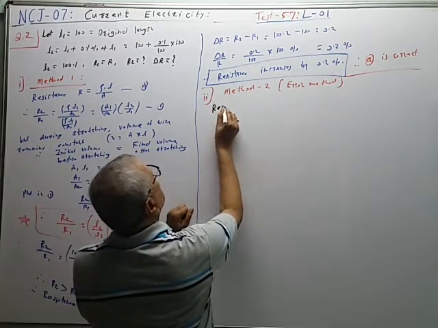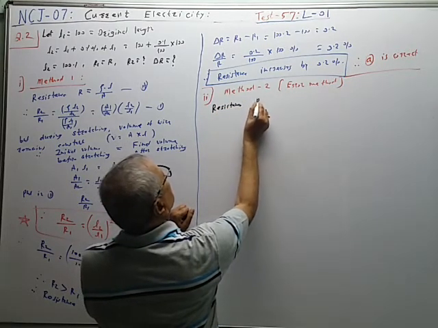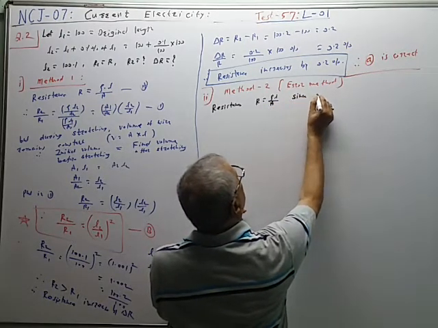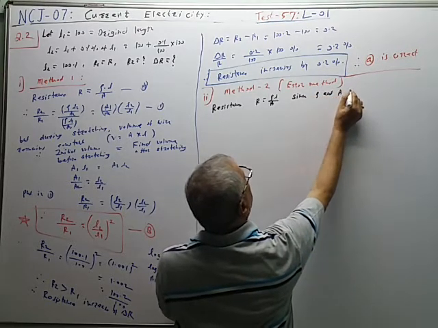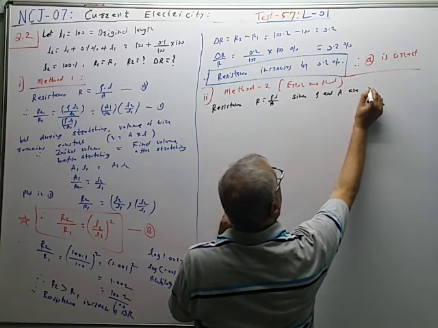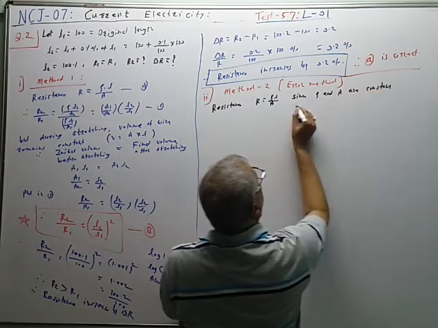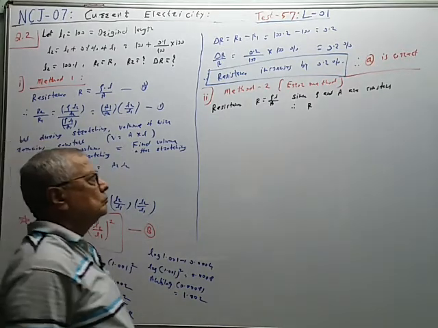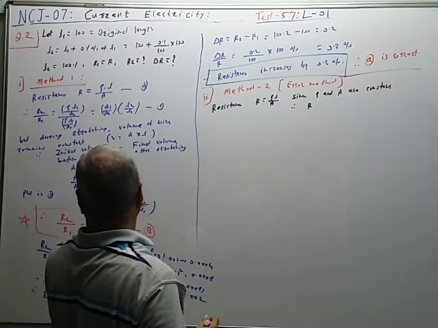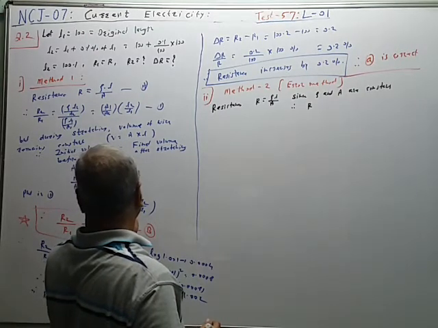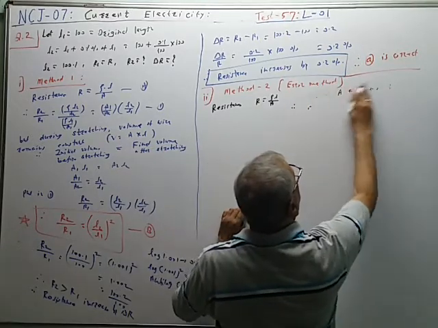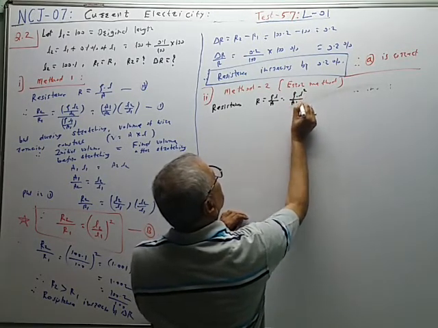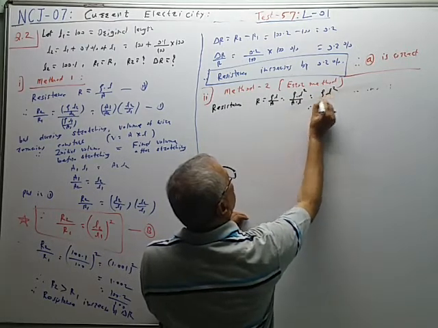Resistance R is equal to rho into L upon A. Since rho specific resistance and A area of cross section are constant, therefore, so this is equal to rho into L upon A, into L upon L, or rho into L square upon V.